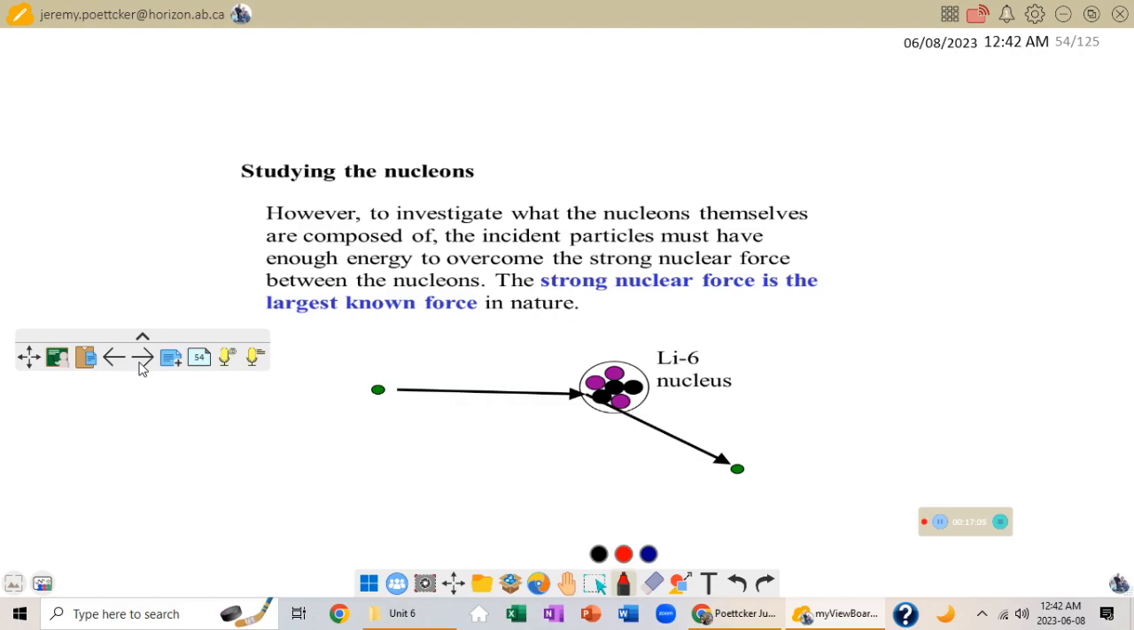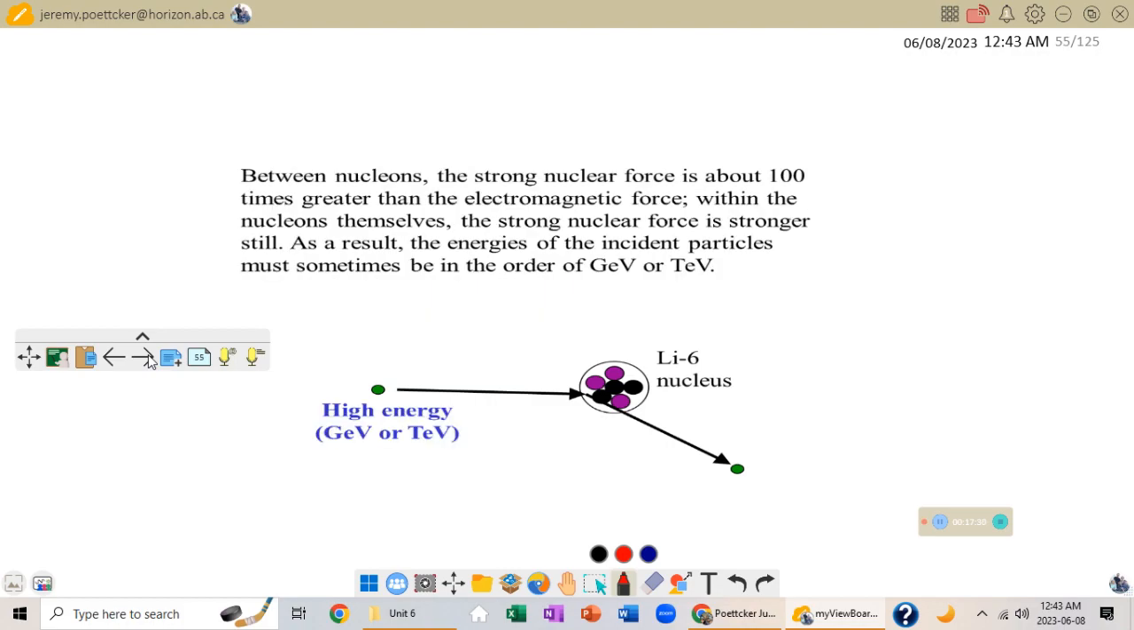Now, what if I want to know about the neutron itself, or the proton itself, and I want to investigate that by colliding something with it? I have to overcome the strong nuclear force at this point. And this is the largest known force in nature, which means I need a lot of energy. Right? So just a quick little comparison here. Between nucleons, the strong nuclear force is about 100 times greater than the electromagnetic force. Within the nucleons themselves, the strong nuclear force is stronger still.